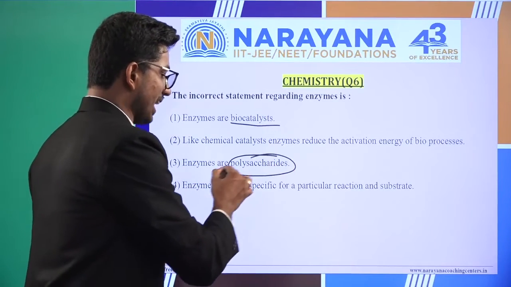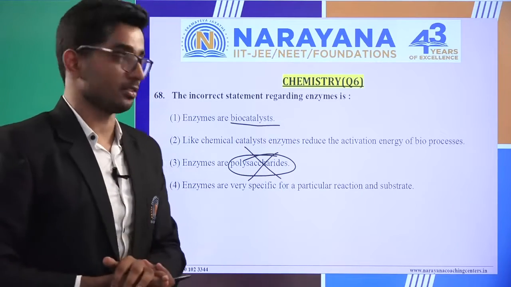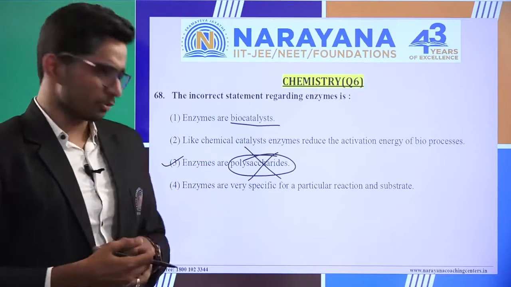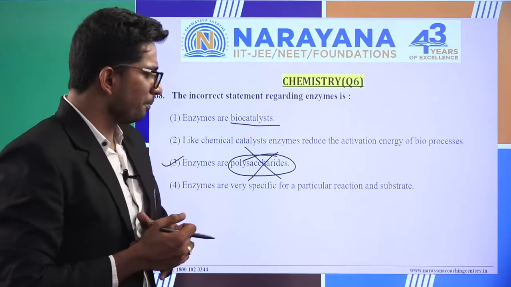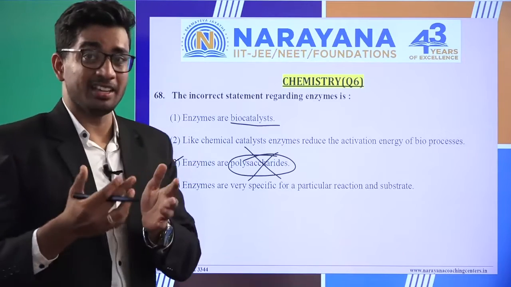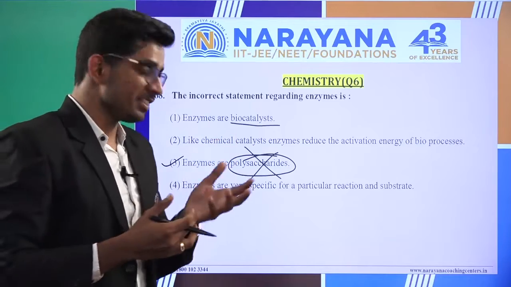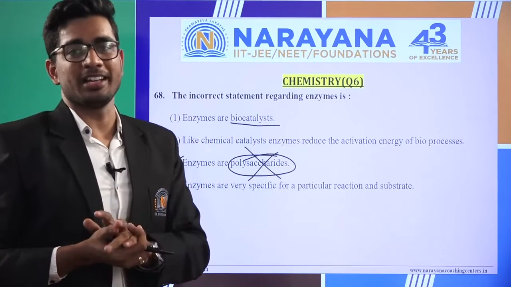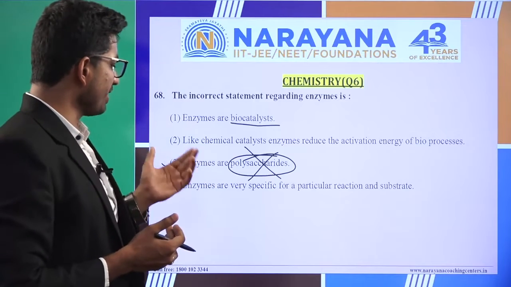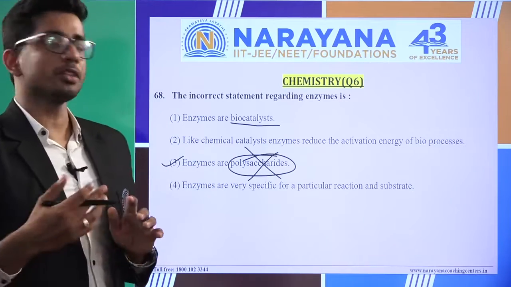So here is the catch. They are not polysaccharides. They are actually proteins. So this is definitely the incorrect one. Let's read out the last one. Enzymes are very specific for a particular reaction and substrate. Yeah, they are very specific. Like in inversion of cane sugar, we have invertase. Similarly, we have other enzymes like oxidoreductase. So basically, here you can see option 3 is going to be the incorrect one, 4 is correct. So let's move on to the next one.